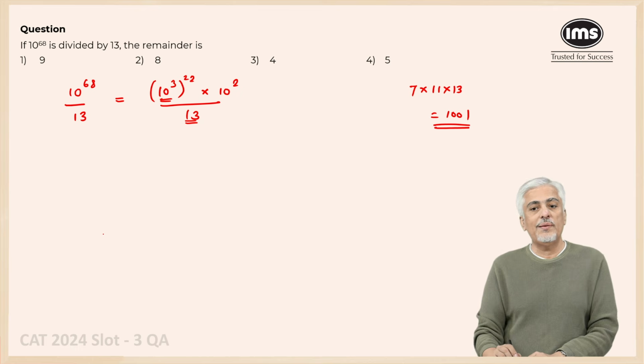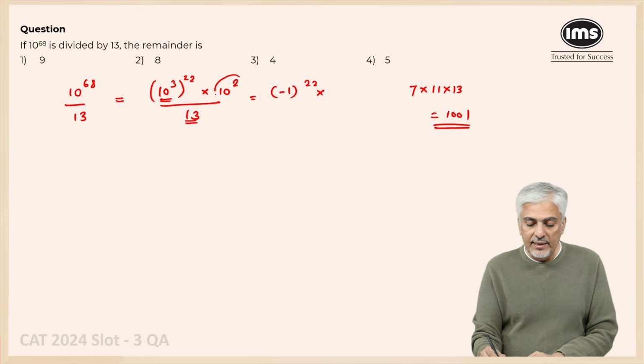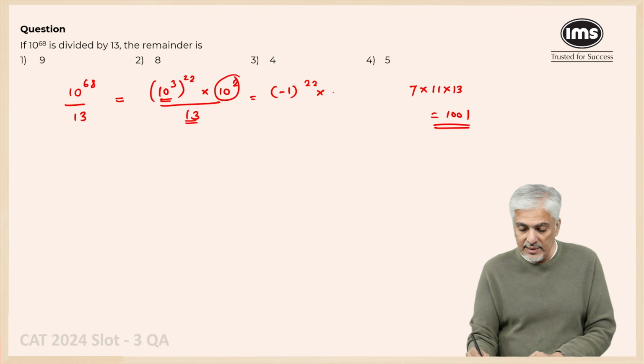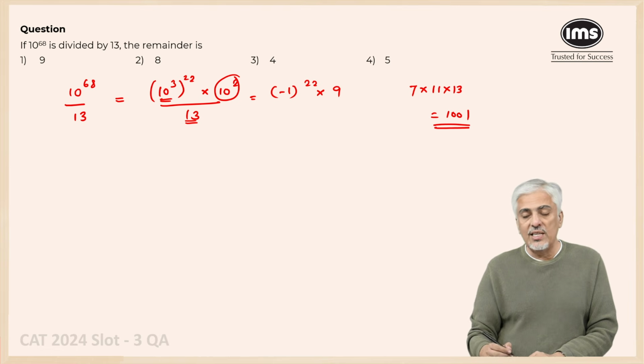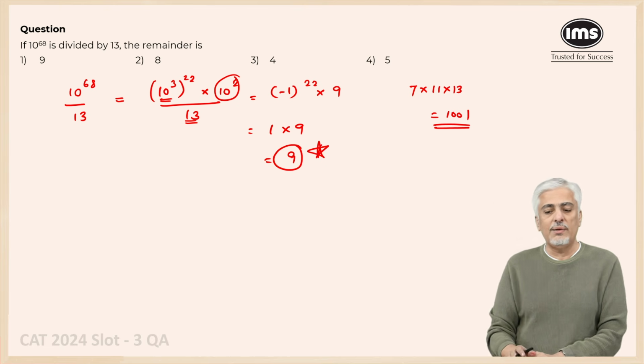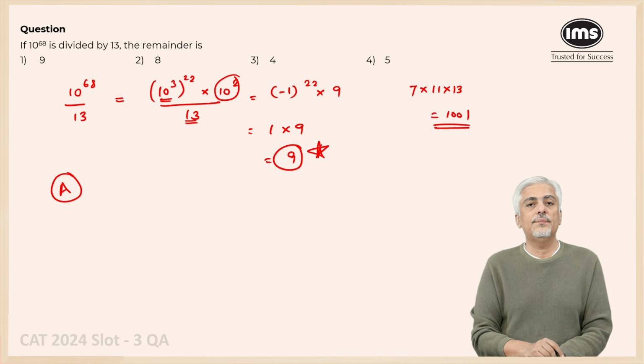What is 10 cube divided by 13? I just told you remainder will be minus 1. So, it will be minus 1 raised to 22. And 100 divided by 13, normal division, 100 divided by 13, 13 sevens is 91. So, remainder is 9. Minus 1 raised to even number will give a remainder 1 into 9. Hence, my final answer will be 9, which is a very standard method of doing remainders. Very straightforward question, definitely a level A question.